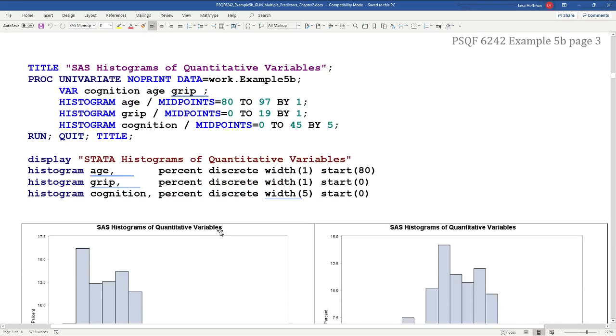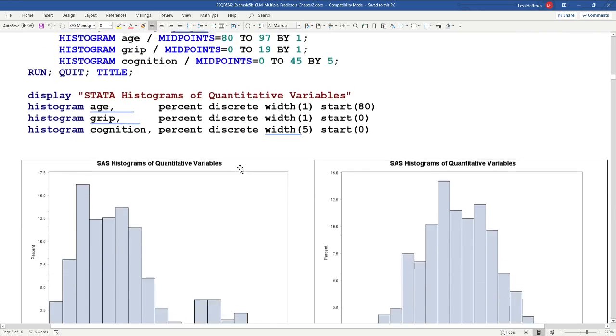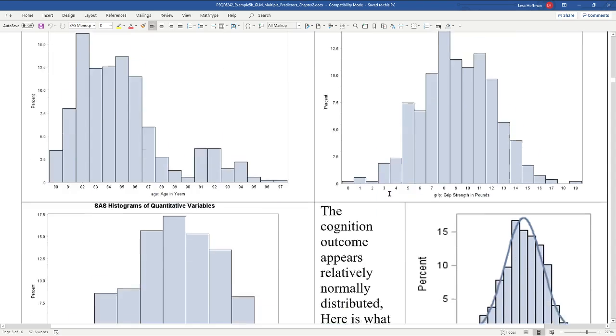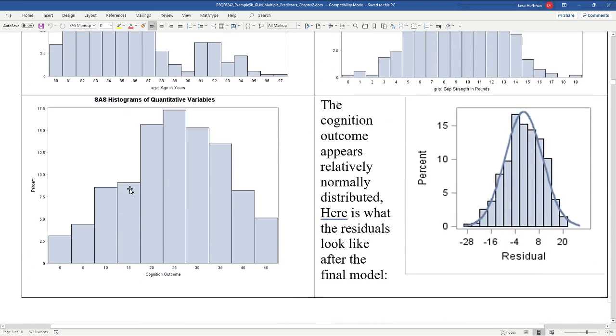I also asked for pictures just to get a sense of the overall distributions of these variables. So age, grip strength, and cognition, the quantitative variables I'm working with. And it looks like age has a little bit of positive skew to it. Grip strength is relatively normally distributed, and cognition is relatively normally distributed as well. Maybe a little wonky over here, but that's okay.